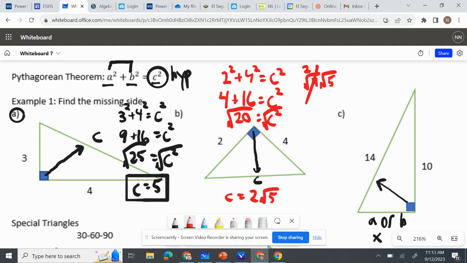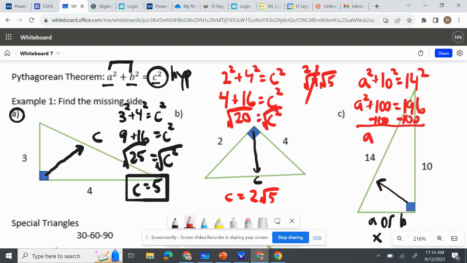Now for the third one, this is going to be different because we have the hypotenuse. So I'm going to use A. I'm going to say A squared plus 10 squared equals 14 squared. 10 squared is 100. 14 squared is 196. When I subtract 100, what I get is 96.